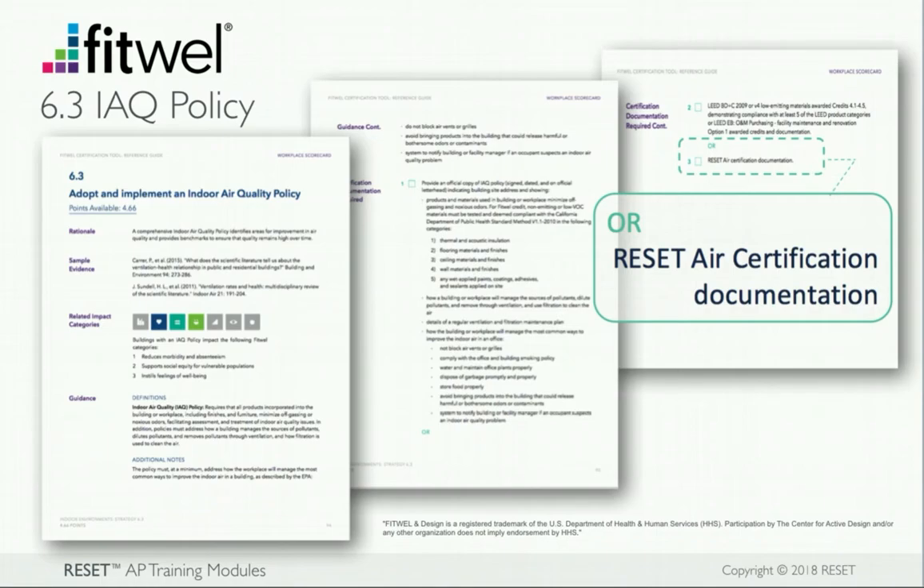And this is a great example. Fitwel, the standard that some of you are probably familiar with coming from the Center for Active Design, has in it a 6.3 indoor air quality policy. And in it, if you look at option 3 for certification documentation and requirements, Reset Air is written in as an acceptable certification meeting the 6.3 indoor air quality requirement. So just a really great example of the harmonizations, and we have a lot more of those.